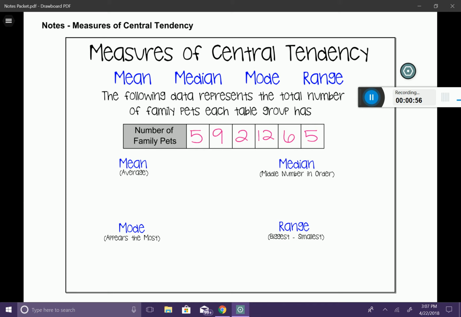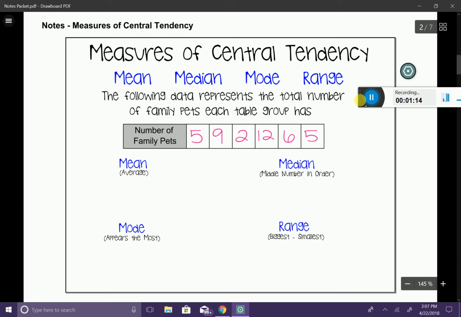Let's start with the mean. The mean is the average of all of the numbers, which means if you take the sum of all of the data points and then divide them by how many numbers there are in the data set, that will give you the average number of the data set. So let me show you what that looks like by hand.